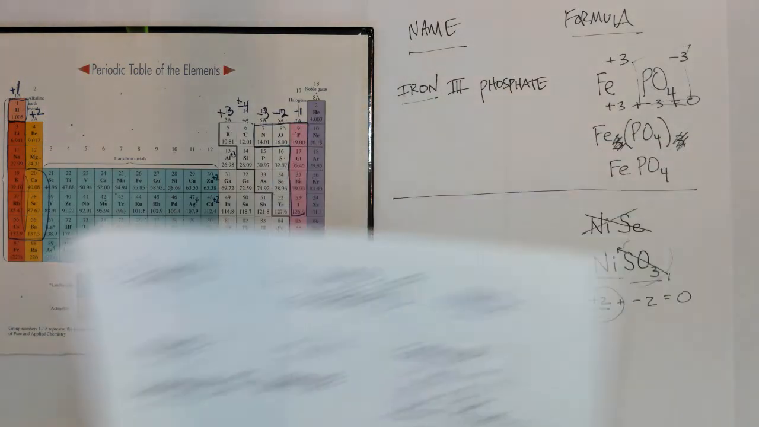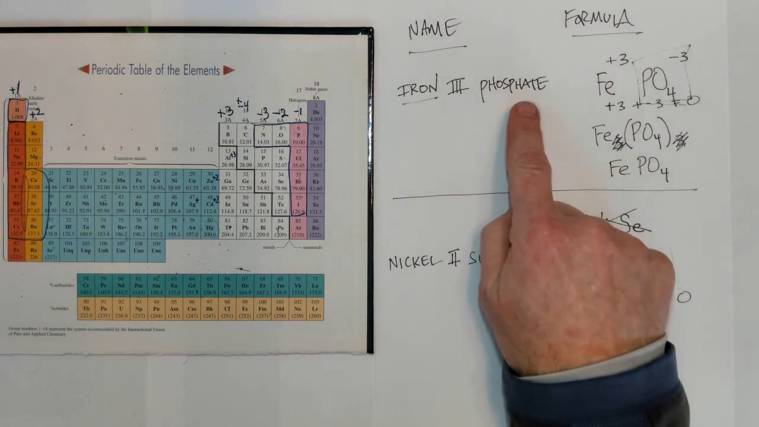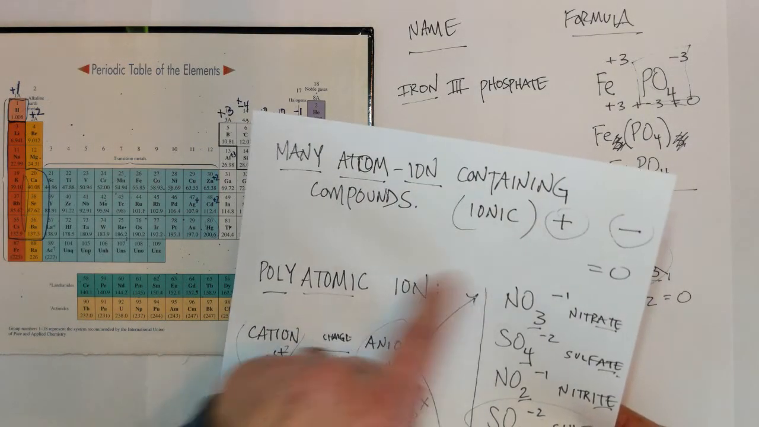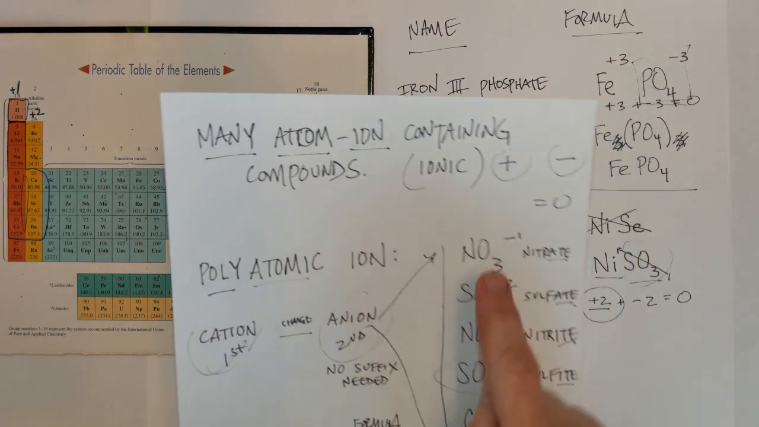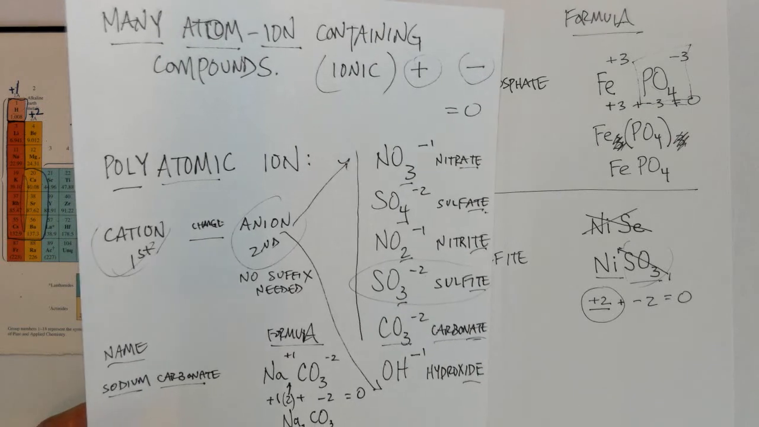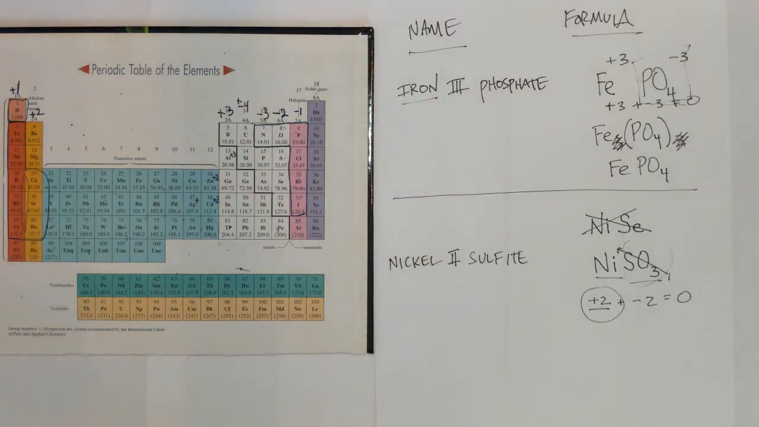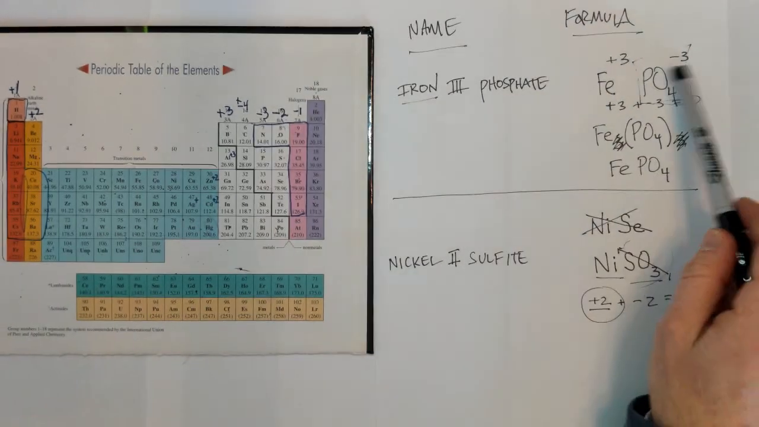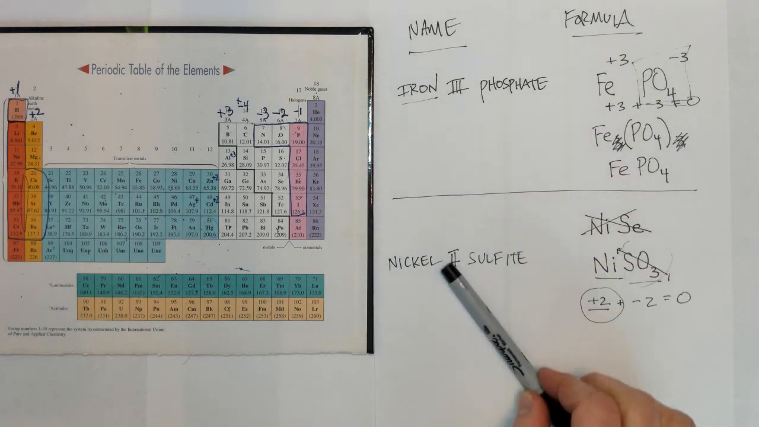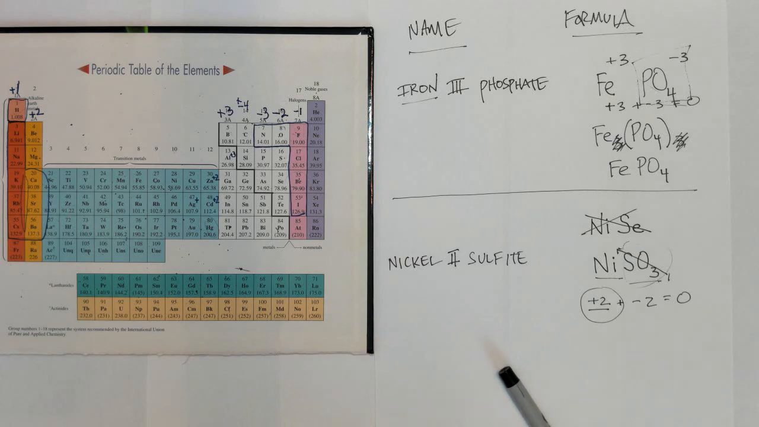So this gives you an overview of how to do naming and formula writing of ionic compounds, not only the binary ones that have 2 kinds of elements, but also the ones that have multiple elements together that make a many-atom ion-containing compound called a polyatomic ion. Remember, many of these are given in your textbook and also on the back of your periodic table, and you can use those to help find your charges, and then therefore make sure that you use the correct Roman numerals in the middle when writing the names. Good luck.